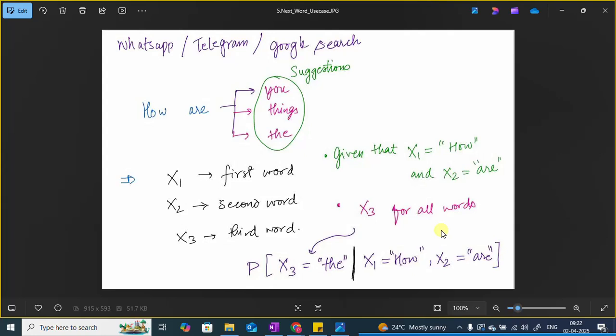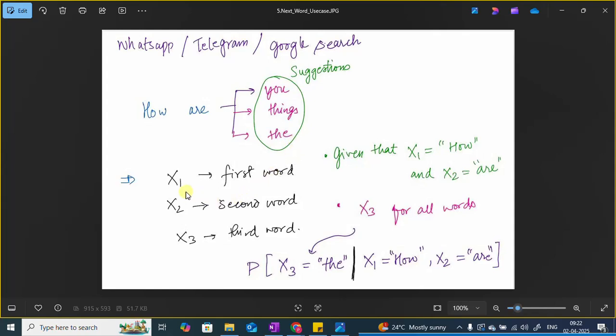Behind the scenes, a deep learning algorithm is working, especially natural language processing (NLP). We will not go to that level, but I'm trying to explain the concept of how it works. For example, I'm typing "how are". Generally, people use "how are you", or maybe "how are the things", or "how are the". So you can see different words are being suggested. For simplicity, I'm taking only three words, but don't think only these three words will be suggested; it will suggest many words.